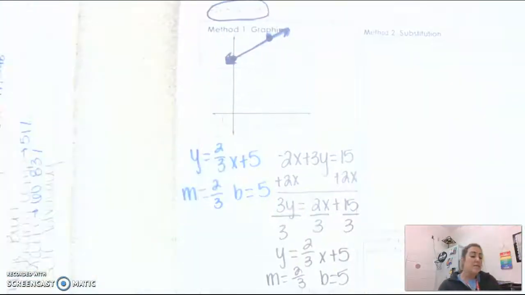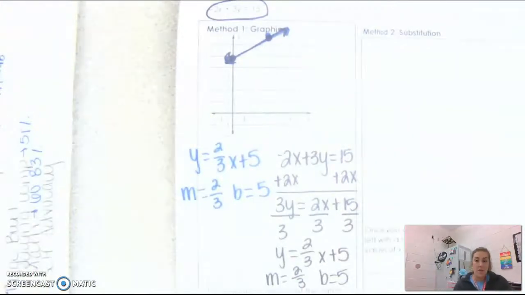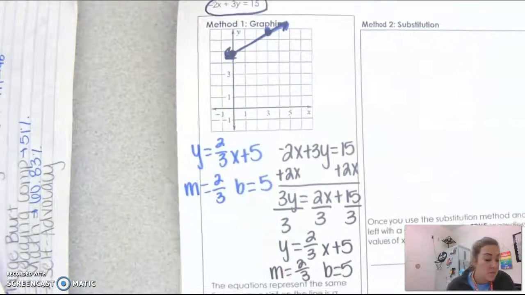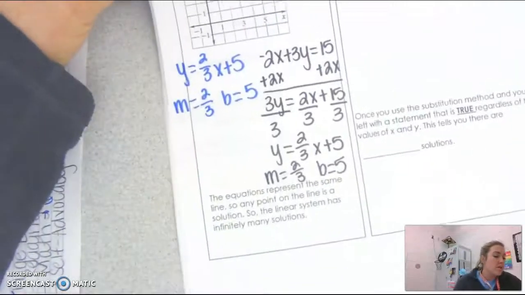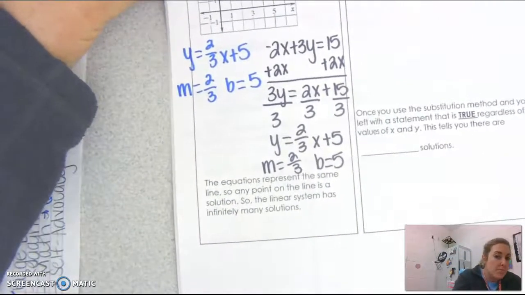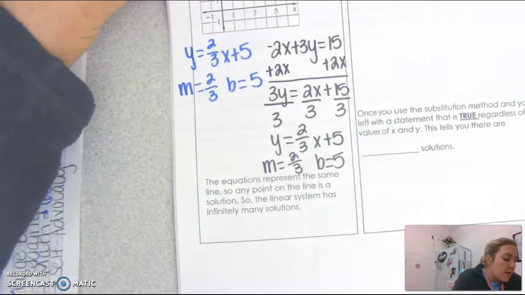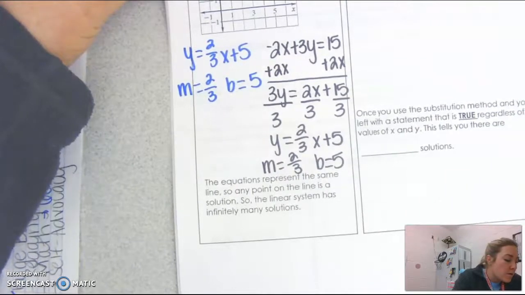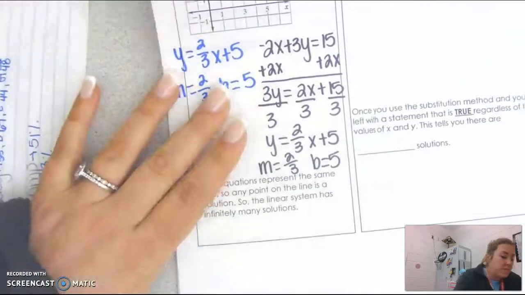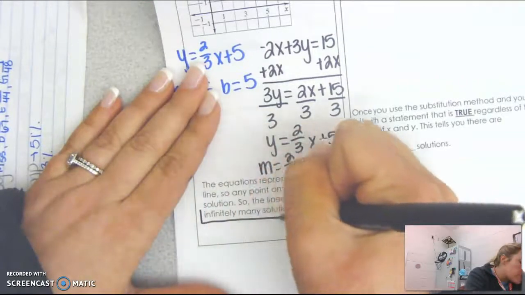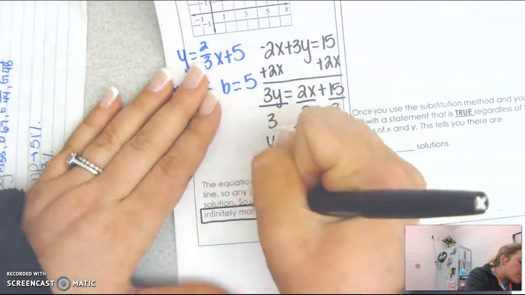If it's the exact same line right on top of each other, it's going to be infinitely many solutions. So this down here says the equations represent the same line, so any point on the line is a solution. So the linear system has infinitely many solutions. That would be my answer.